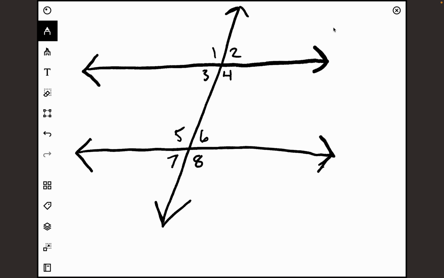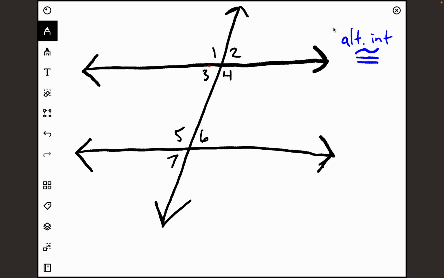All right. Okay, we're going to talk about alternate interior angles first. So I'm just going to abbreviate it to the side. Alternate interior angles, whenever we talk about those angles, just know that they are congruent. All right, so here are going to be some examples of our alternate interior.